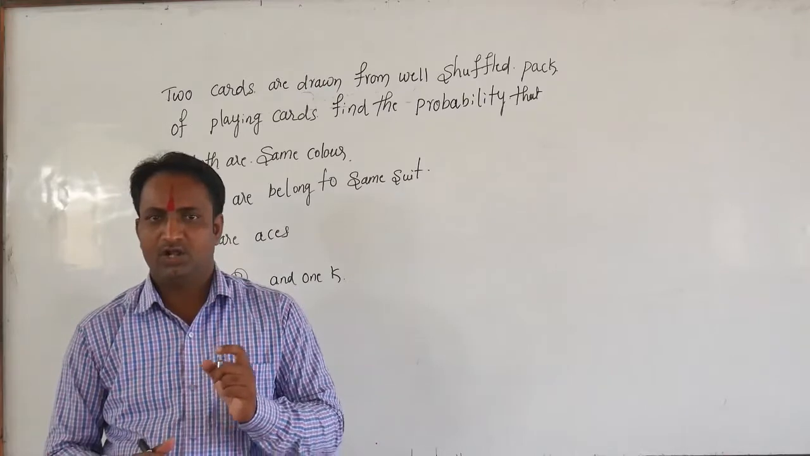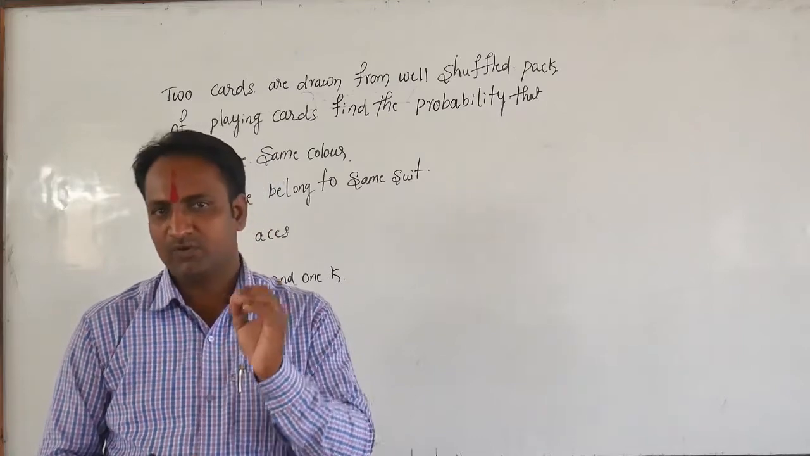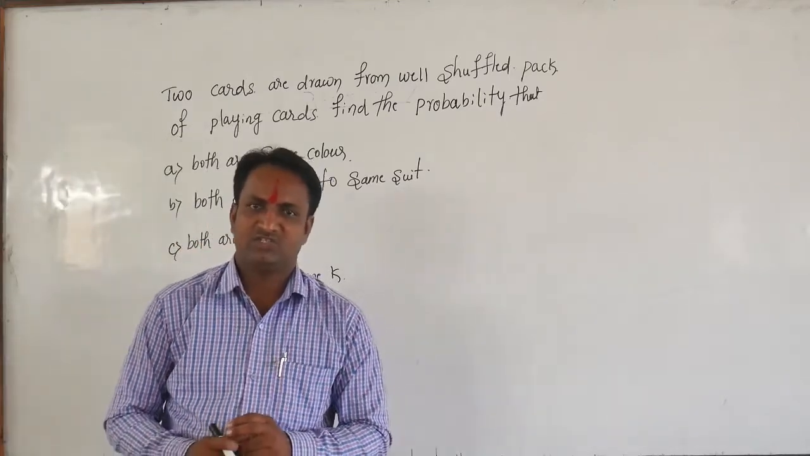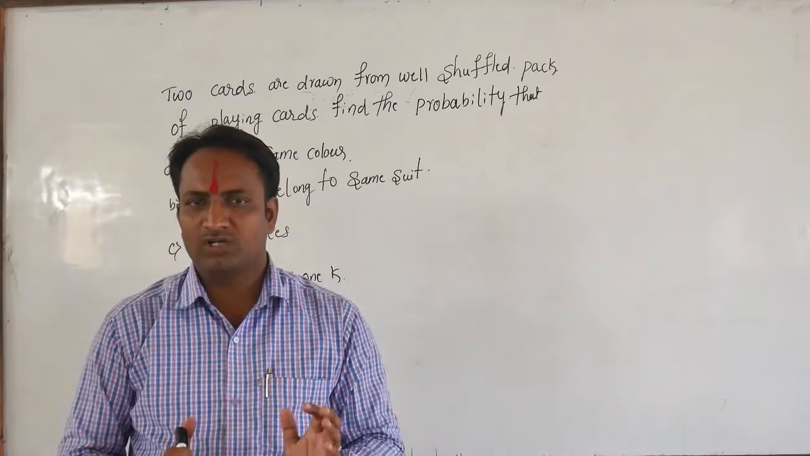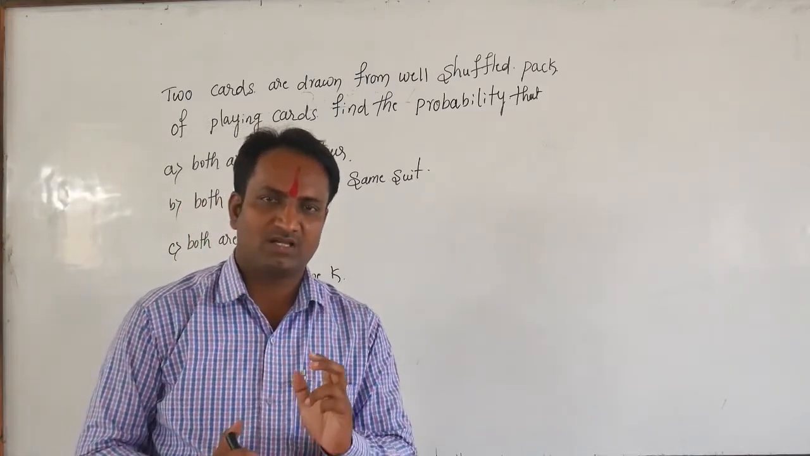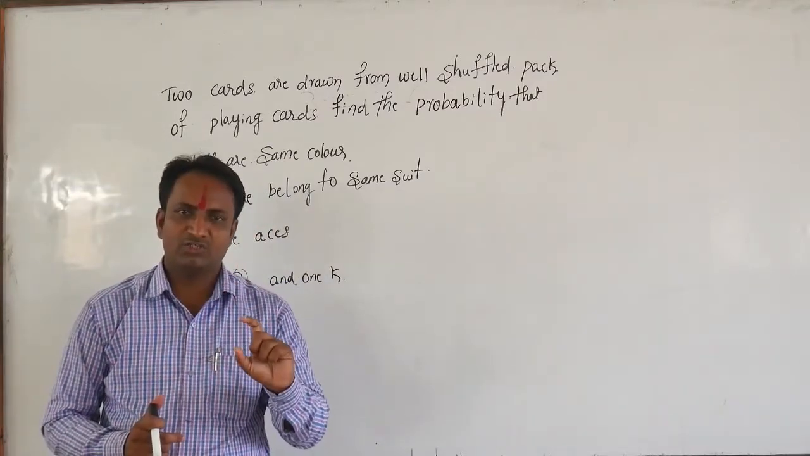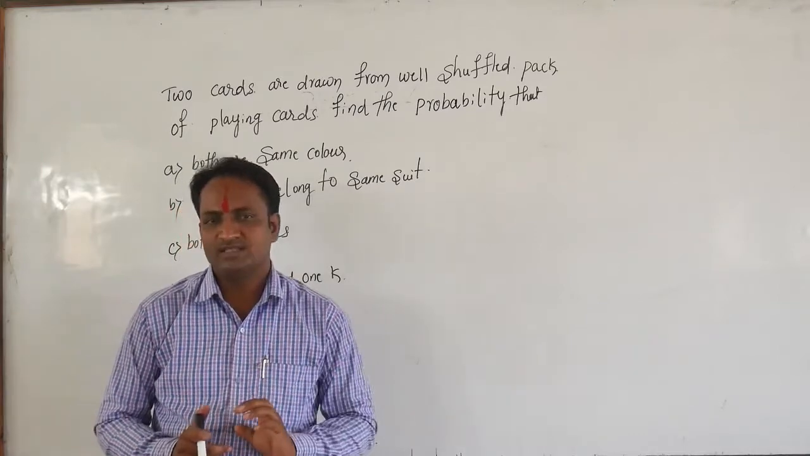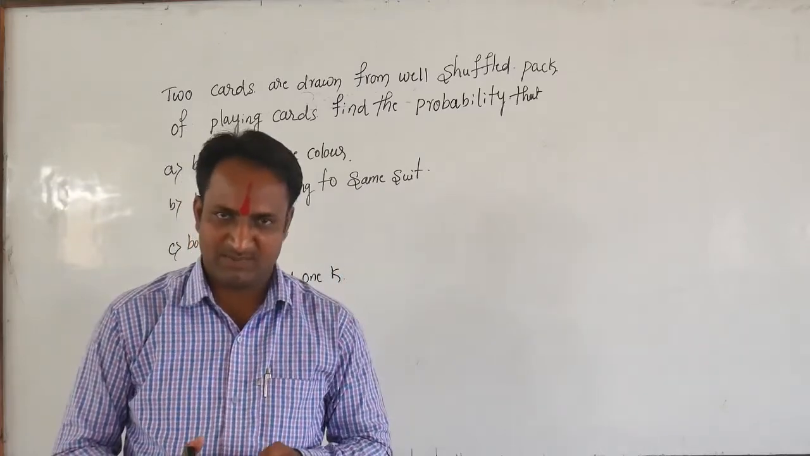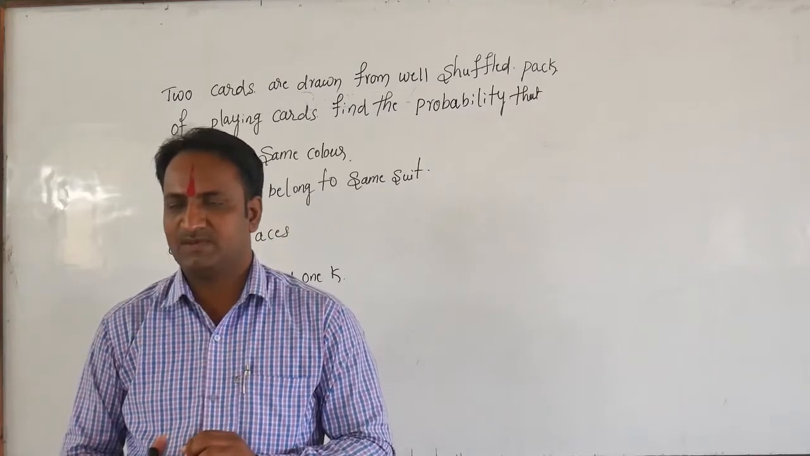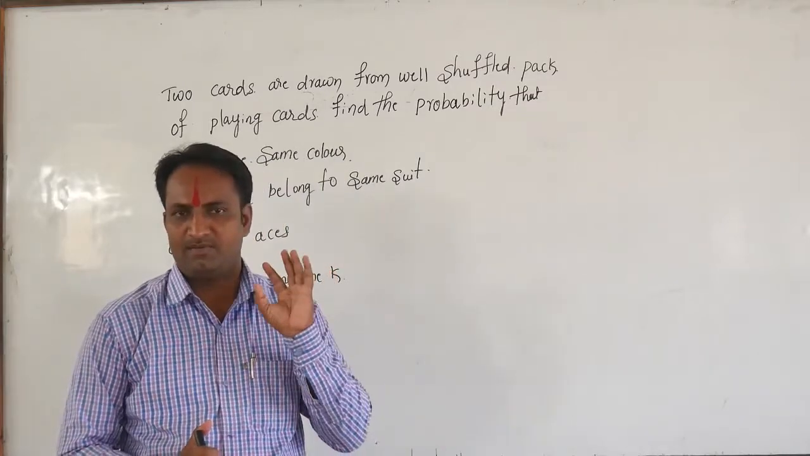Each possible result occurring from that random experiment is called an outcome. The set of all possible outcomes is called the sample space. Every point belonging to the sample space is called a sample point. An event is a subset of the sample space. This is a basic, brief idea about the probability concept.